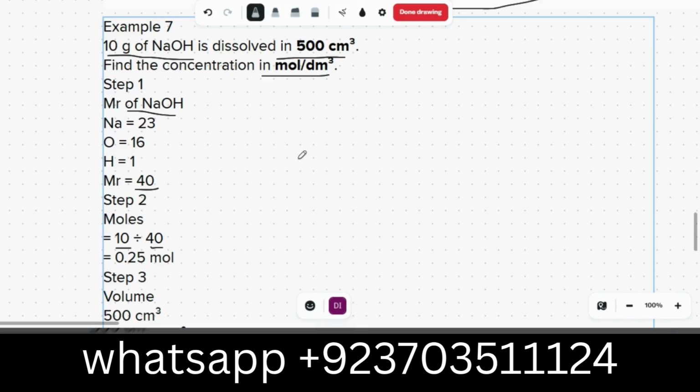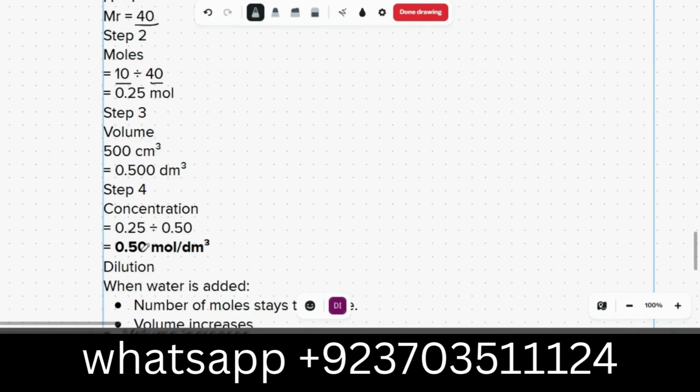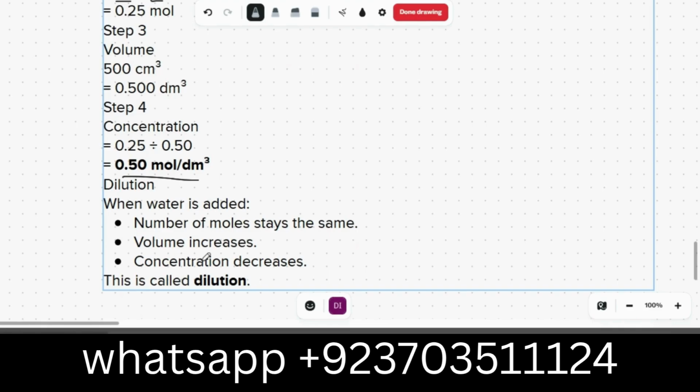Now we will convert 500 centimeter cube to decimeter cube. We simply divide it by 1000, so that will give us 0.5. Step 4 is concentration is equal to number of moles over volume. So 0.25 divided by 0.5 will give us 0.5 moles per decimeter cube.